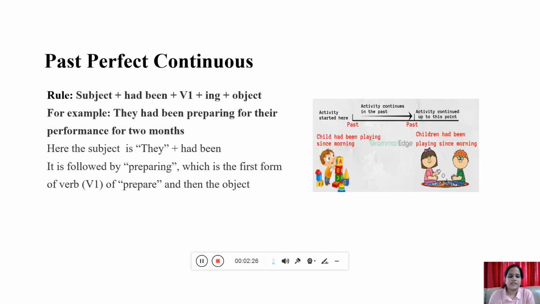Now let us see the example for past perfect continuous. I had been wondering whether to call you when you rang me yourself. We use past perfect continuous to talk about things that were going on in the past when something happened. We use V1 form here, that is the first form, and had been comes. We use had when we use past. That's why we write had been. They had been preparing for their performance for 2 months.